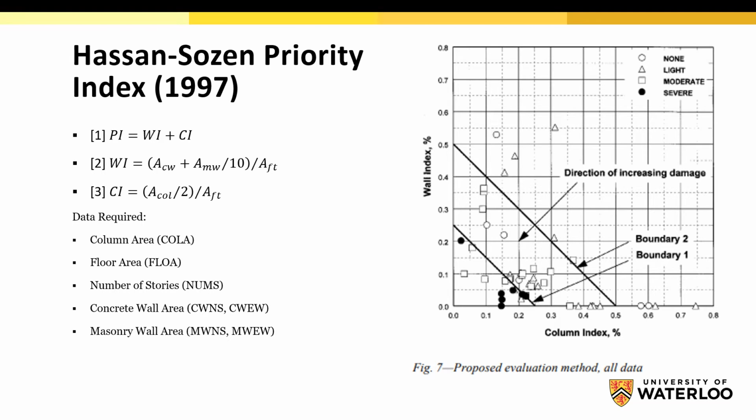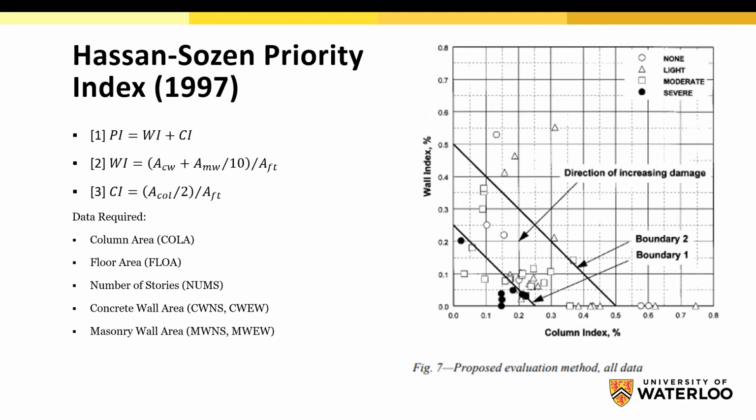The priority index was proposed by Hassan Chosen in 1997 and was designed to be a rapid seismic vulnerability assessment method for low-rise reinforced concrete structures, where the PI is inversely related to the structural damage. The PI is calculated from equations 1 through 3 using the structure's features, such as the area of the columns, total floor area, concrete wall area, and masonry wall area.